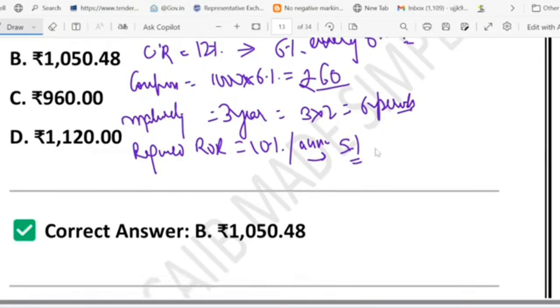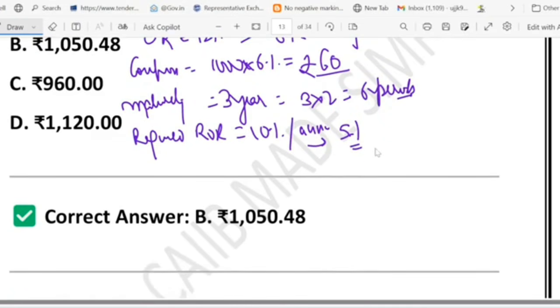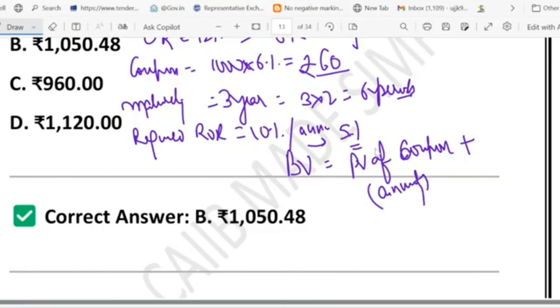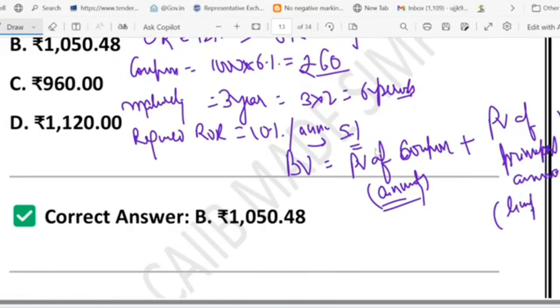Now we will use the present value formula. So bond value can be categorized into 2 parts. First of all, you calculate the present value of all coupon payments, that is called an annuity. So in that case, you apply the annuity formula to calculate the present value of all the coupon payments, and then you calculate the present value of the final principal amount. That is called lump sum.